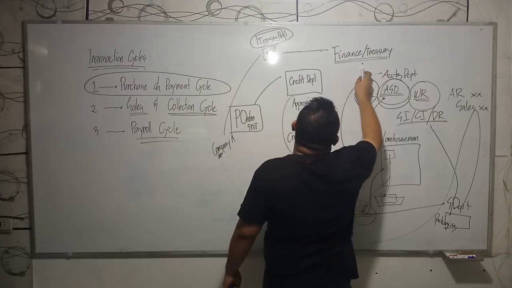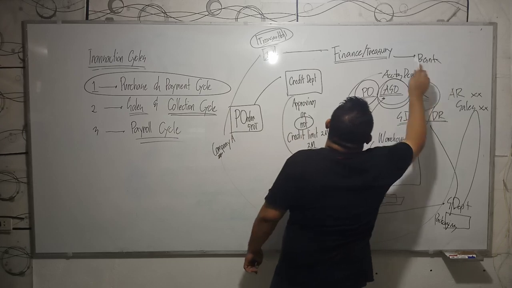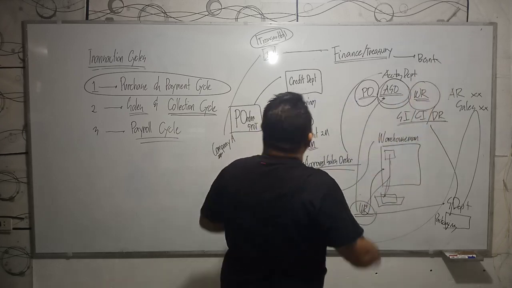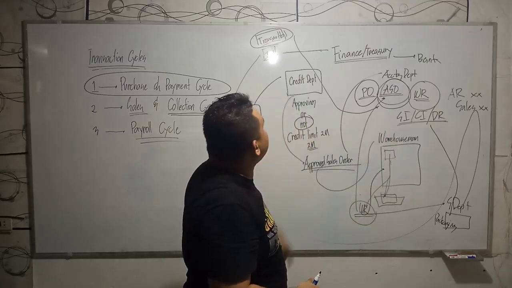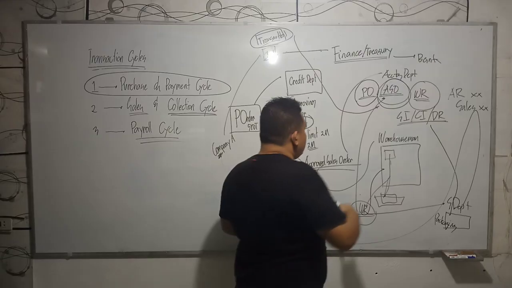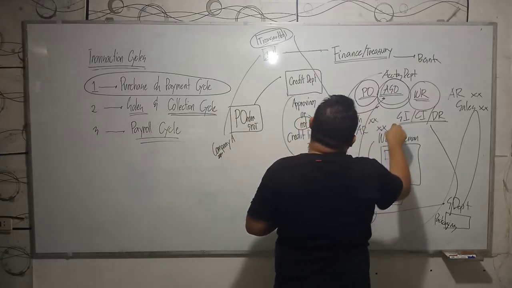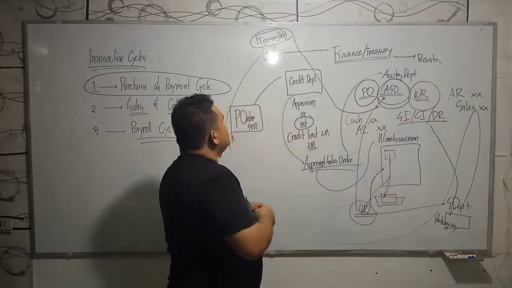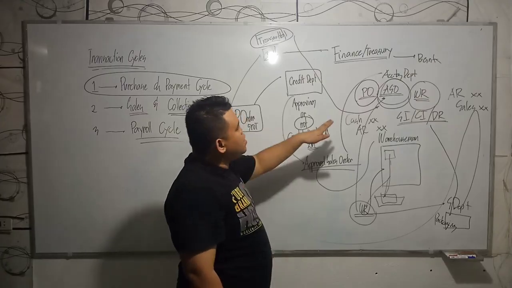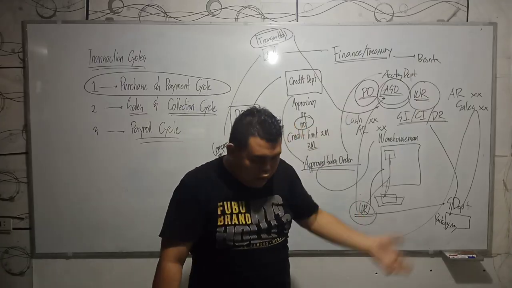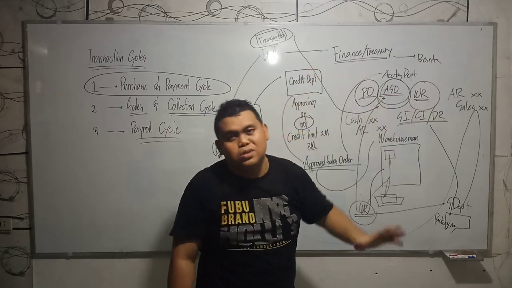So the check will go to the finance or the treasury, where the finance or treasury will send it to the bank, and the transmittal letter will go to the accounting department. And if it received the transmittal letter, the accounting department will now debit cash, credit accounts receivable, if it is confirmed. Okay? So the transmittal letter shall be confirmed, and the check shall be confirmed by the accounting department from finance and treasury.